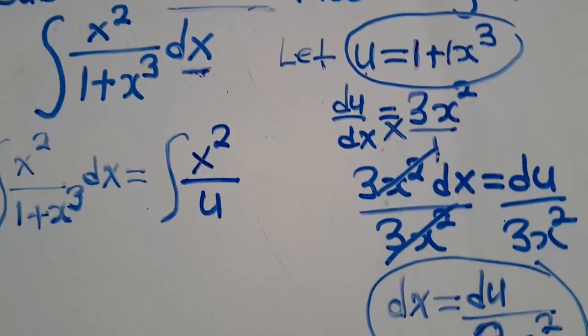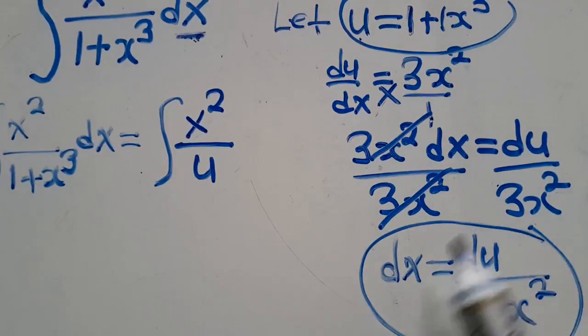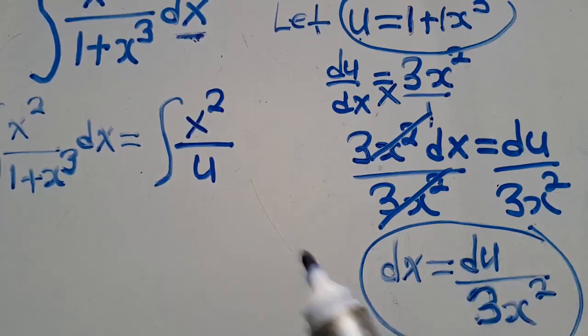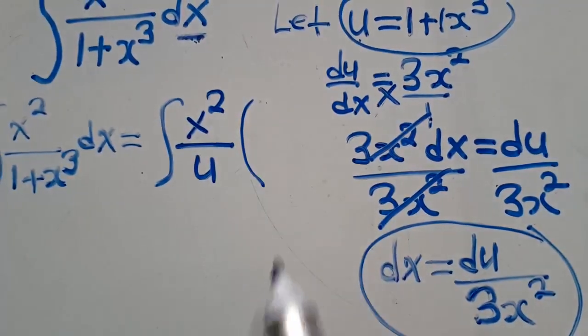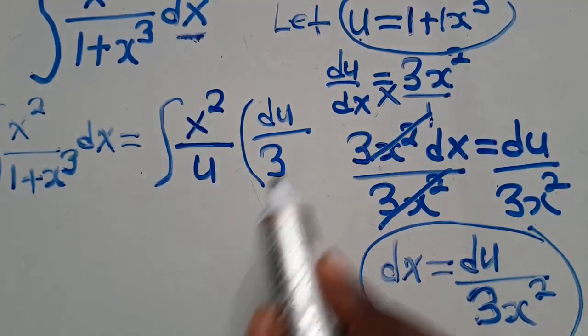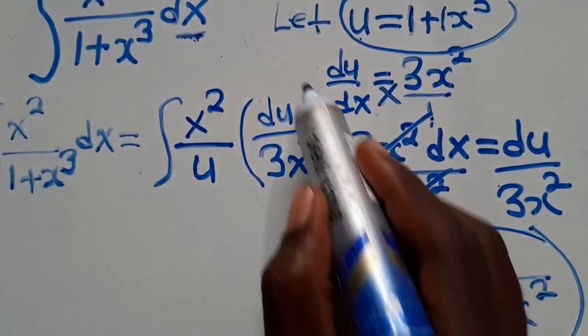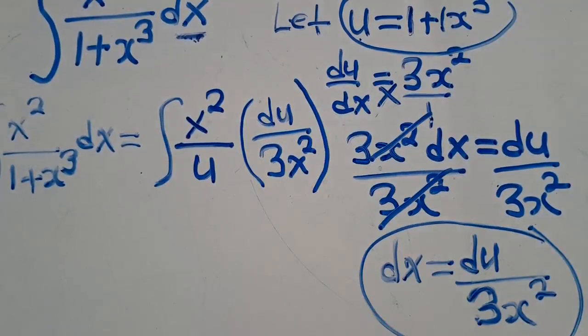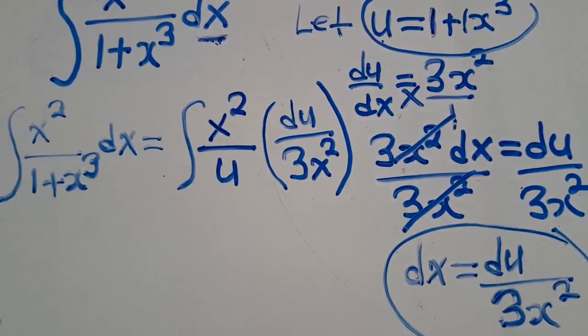Do you know your dx? We've just solved it. This is our dx. Have you seen? So you write it there: du over 3x squared. This is what you need to do. Have you seen the way I've done that? I've just replaced, or rather substituted. This is what we call the substitution method, because you are just substituting.